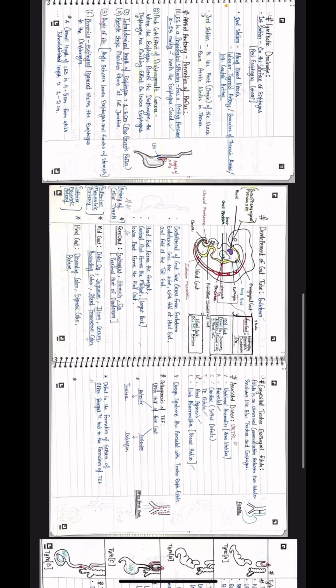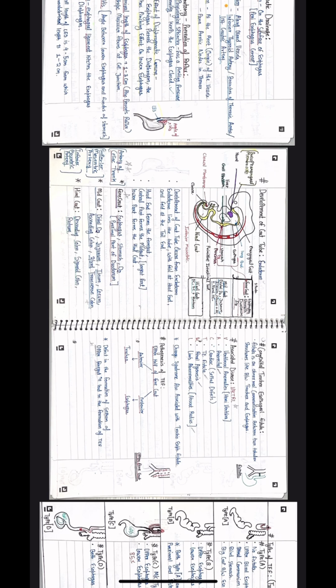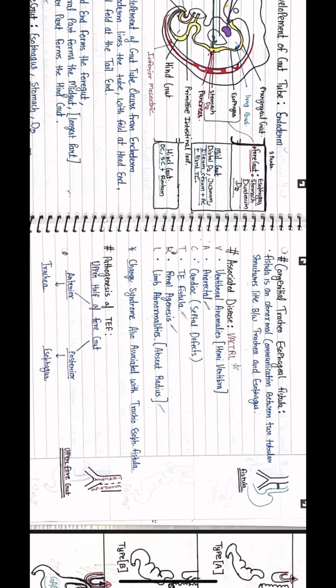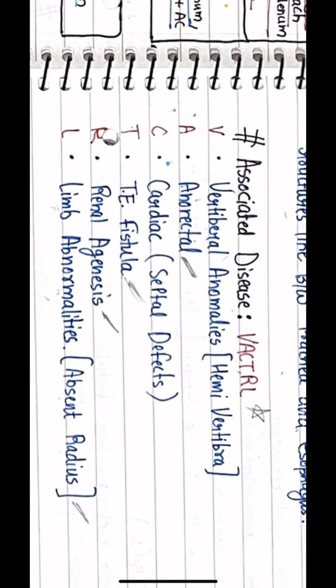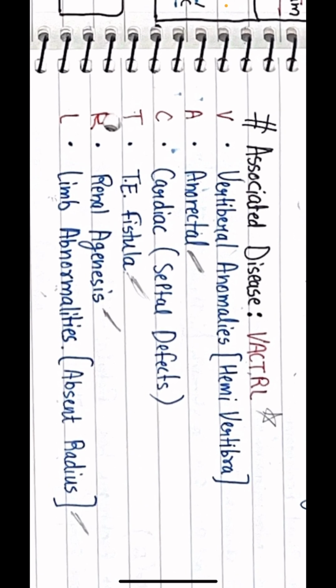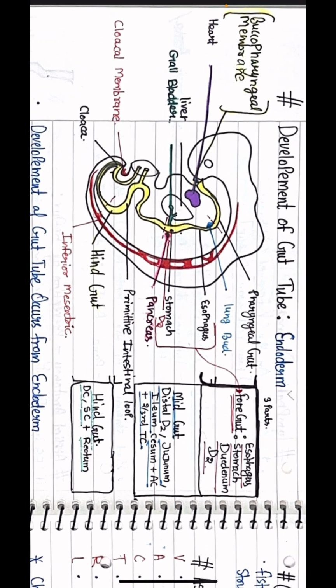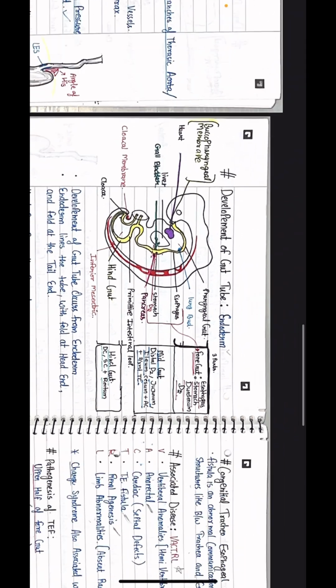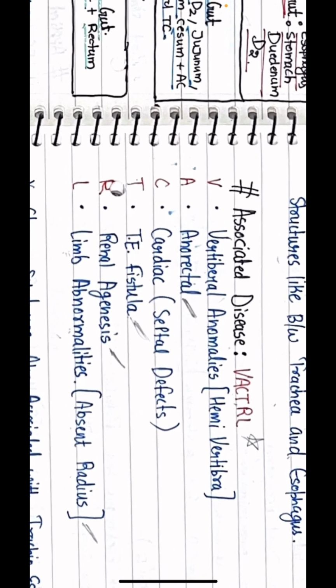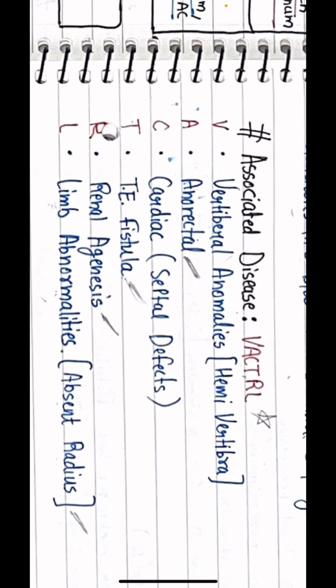And what are the anomalies which can be associated with the development of the gut tube? Here is the mnemonic for you: VACTERL, or vertebral anomalies, or some people also say VACTERL malformations. These are the possible malformations which can happen with the development of the gut tube. A lot of organs, as you can see, are covered in the abdominal portion, or the gut portion. So if there is any problem in our newborn, this is the mnemonic: VACTERL.